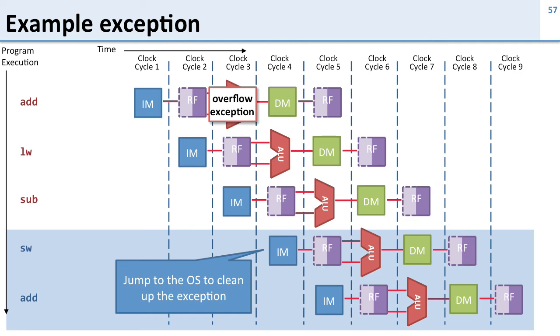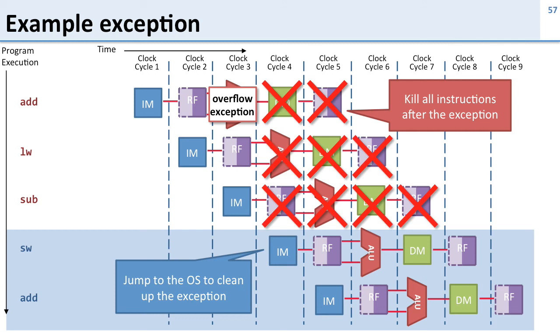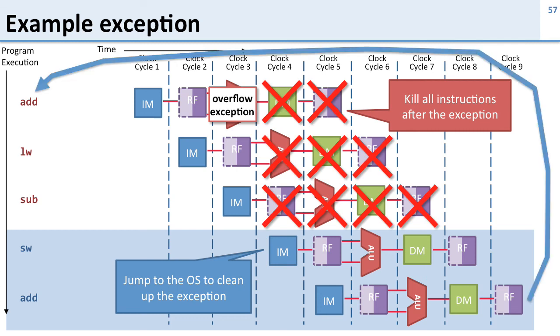However, once that happens, I've still got these other instructions that are sitting in my pipeline. These can't continue because I have this exception I have to handle. So I need to kill all of the instructions after the exception, just as we did when we mispredicted a branch. Now when this is all done, the operating system is going to go back and start rerunning the add instruction once it's fixed the exception.